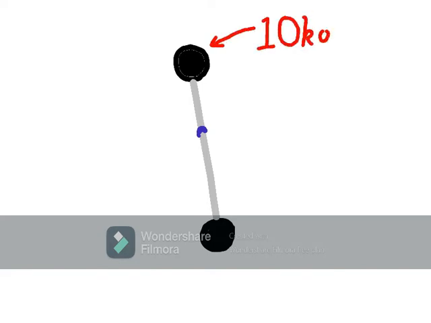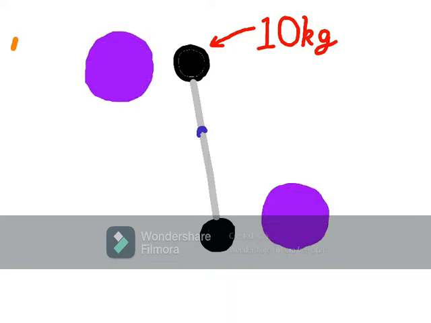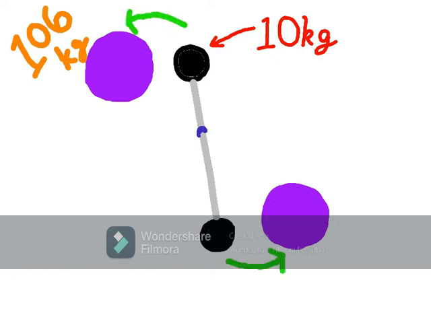He placed two lead balls on either ends of an iron beam. Each of these balls weighed 10 kilograms. Then he placed two even larger lead balls beside them. Each of these weighed 106 kg. Now because of this, the smaller lead balls moved towards the larger balls due to the gravitational attraction.